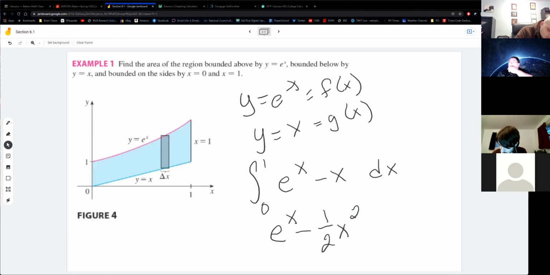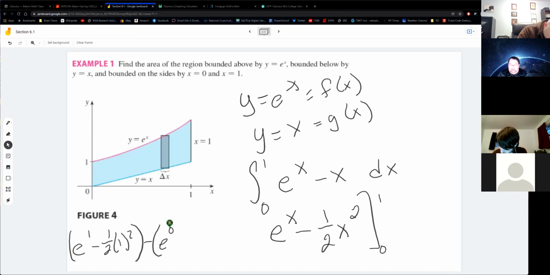Now, we don't have to worry about the plus c because this is a definite integral. So we're doing it from 0 to 1. So I have e to the 1 minus 1/2 times 1 squared, minus e to the 0 minus 1/2 times 0.